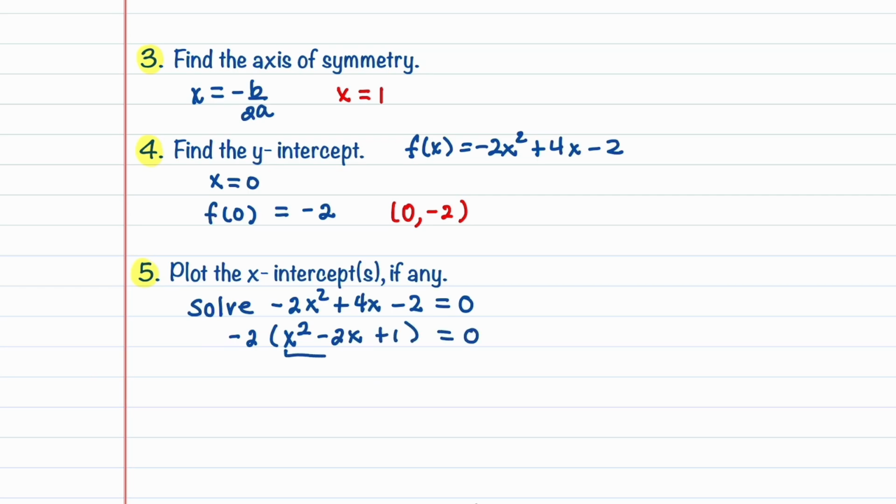And then now we can factor this. There's a 1 in front of the x squared, so we're going to use trial and error. So I'm going to write this as minus 2, and we can write this as an x here, an x here.